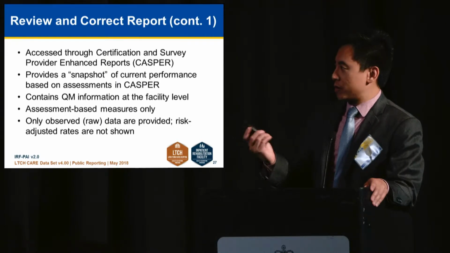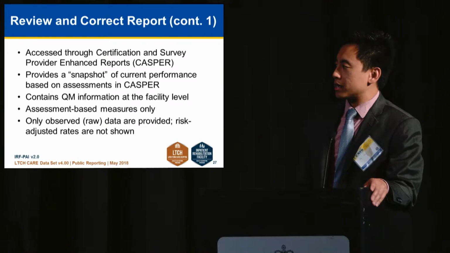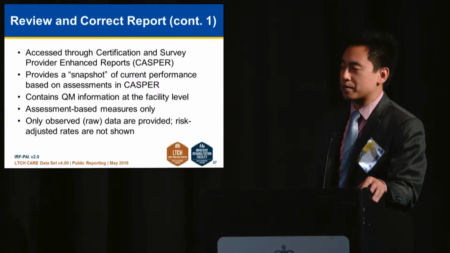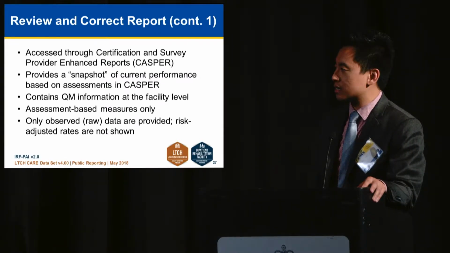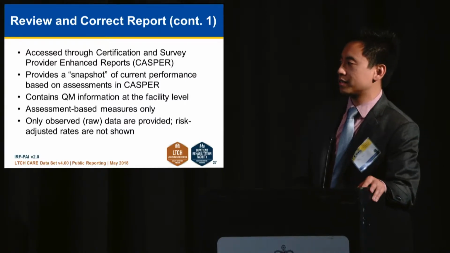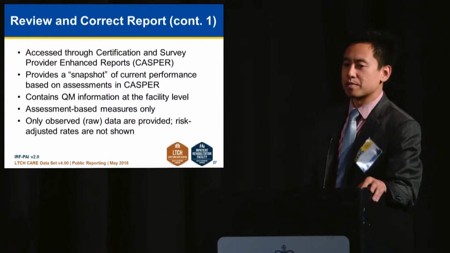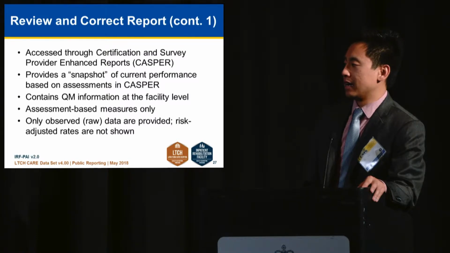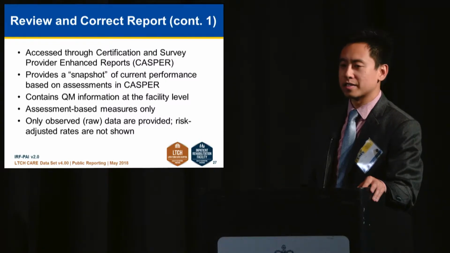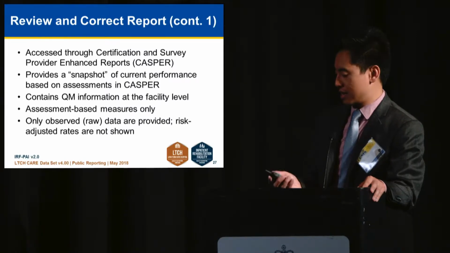And these review and correct reports, as I said earlier, are accessed through the CASPER system, and they provide a snapshot of current performance based on what you submitted in the key system. They contain quality measure information at the facility level, and it's only for assessment-based measures only. And these reports only display the observed data, and no risk adjustment rates are shown.